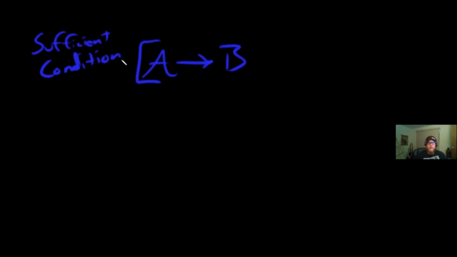And so I could say here A is a sufficient condition for B. That's the left side here. Left sides are called sufficient conditions. Right sides of arrows, on the other hand, another name for them is necessary condition.